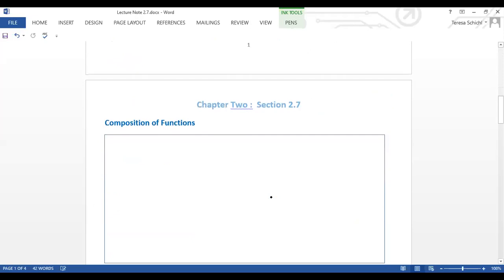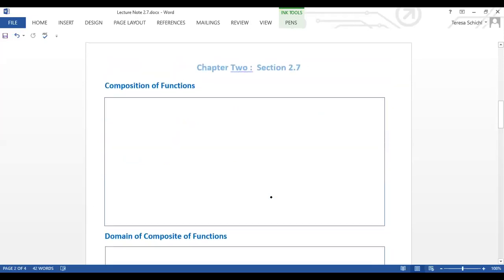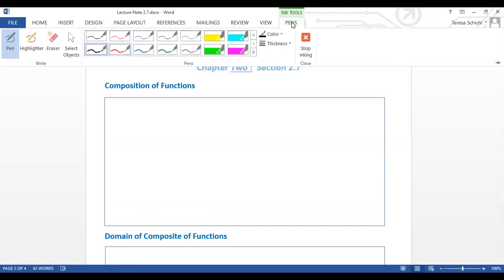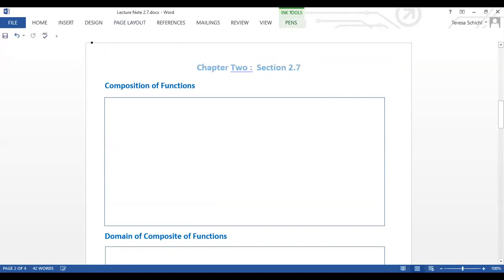So the next one we're going to talk about is the composition of functions. The composition of functions is how to compose two functions. So what is the composition? First, let's take a look at the notation here. We say that given two functions, f and g, all right?